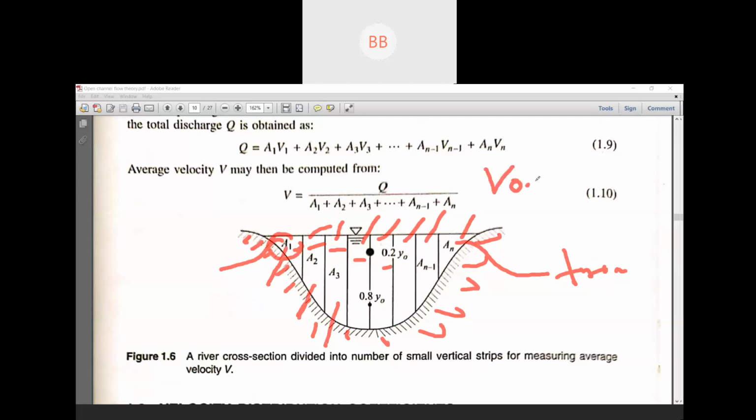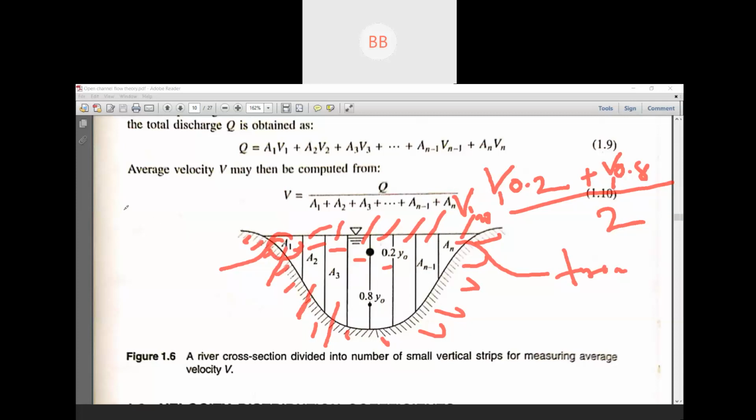We are going to find out velocity at two locations, and then we are going to take the average for each one. Suppose for v1 average, that is the average velocity for the first section, we will take v1 at 0.2 and v1 at 0.8, and then we take the average. Whatever velocity we get will be only for section 1.